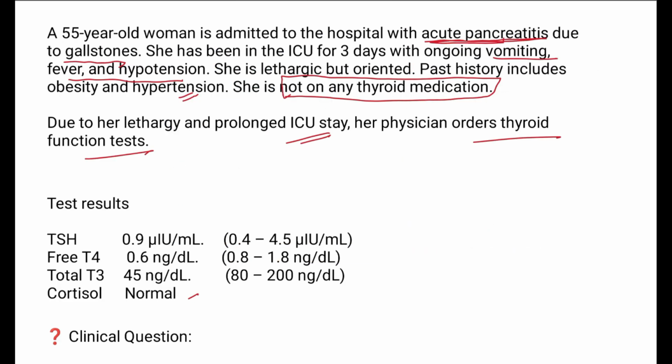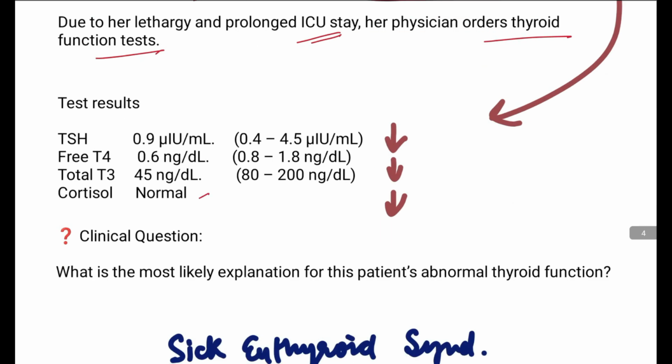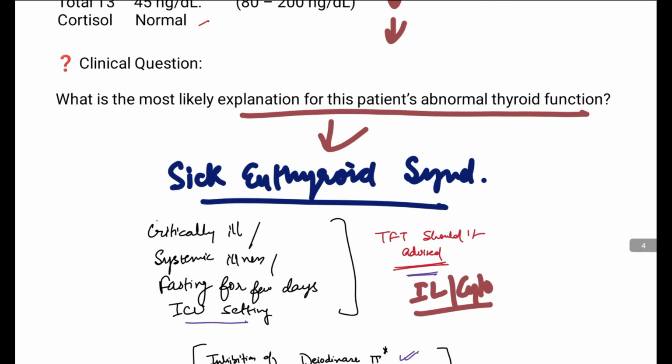So let's go back to this case. Because of ongoing systemic illness, that is acute pancreatitis, there is a release of interleukins and cytokines, that is inflammatory mediators, resulting in decreased levels of TSH, T4 and T3. So the explanation for this abnormal thyroid function is sick euthyroid syndrome. Usually in this case, we do not initiate thyroid hormone therapy. Thyroid function will normalize with recovery from the illness. The only treatment is the treatment of the underlying illness. And this is sick euthyroid syndrome.